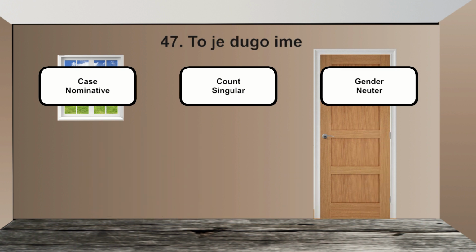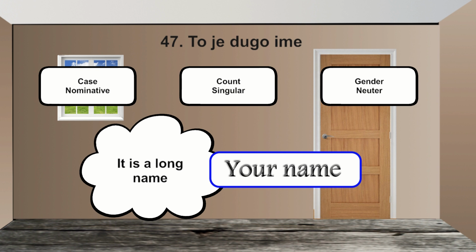Question 47. Pitanje 47. To je dugo ime. And again. To je dugo ime. We have singular and the noun ends in E, so it's neuter. It is a long name.